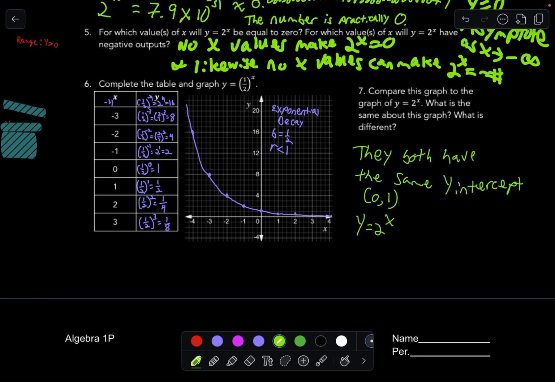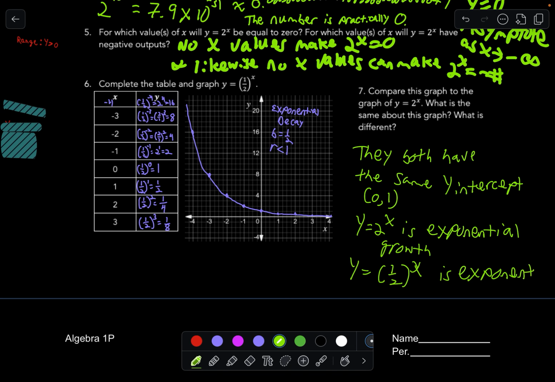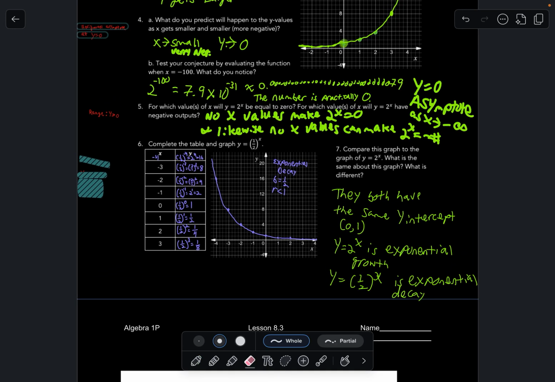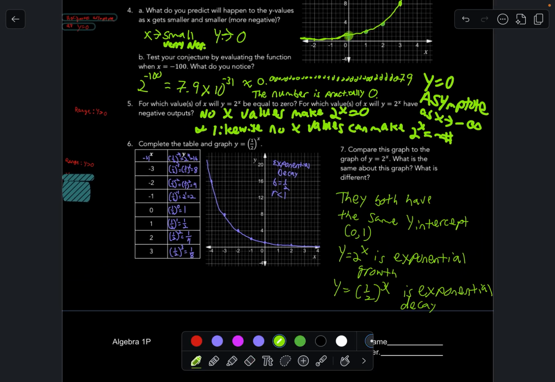Y equals 2 to the x is exponential growth. And y equals (1/2) to the x. Notice I put parentheses around the 1/2. Okay? Is exponential decay, because it gets smaller to the right. And to the right is as x gets bigger. Okay? So, write these little blurbs down.